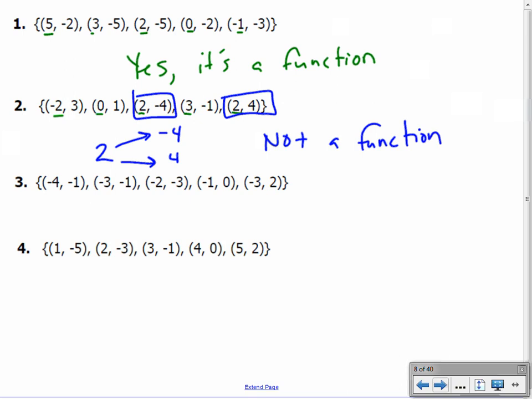Number 3, we've got x values of negative 4, negative 3, negative 2, negative 1, and there's another negative 3. So let's look. Negative 3 is being paired up with a y value of negative 1 and 2. So because of that, it's not a function.